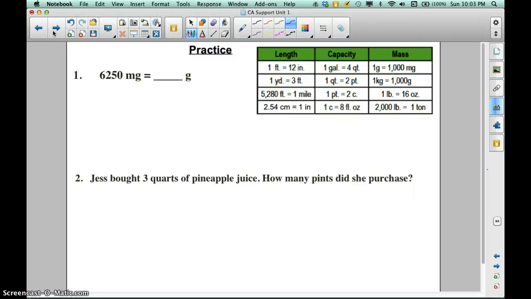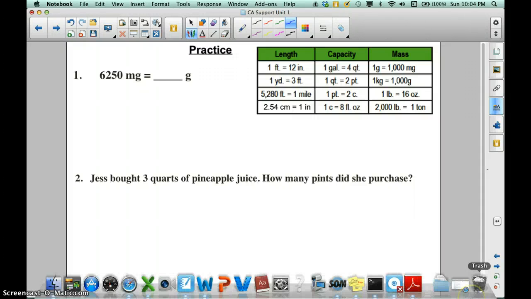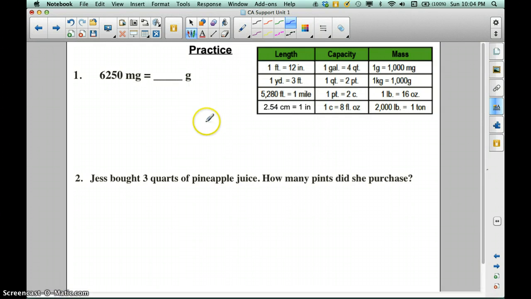I want you to pause the video and try these 2 problems on your own. When you're ready, show all your work, come back and take a look at the answer and see how you did.